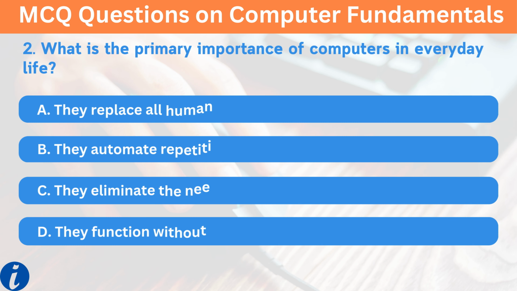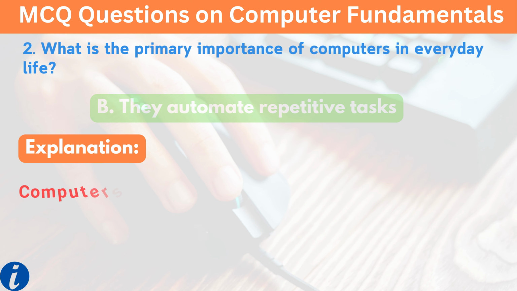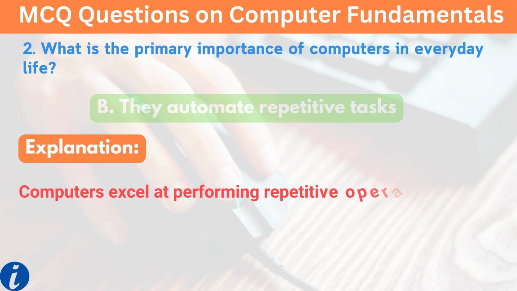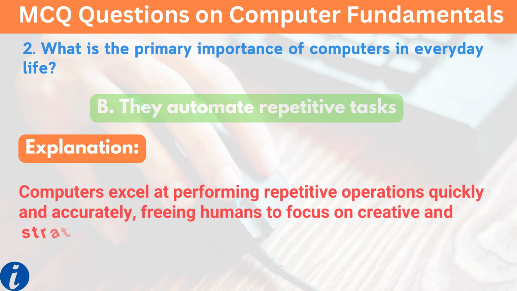2. What is the primary importance of computers in everyday life? A. They replace all human decision-making. B. They automate repetitive tasks. C. They eliminate the need for education. D. They function without any power source. The correct answer is B. They automate repetitive tasks. Explanation: Computers excel at performing repetitive operations quickly and accurately, freeing humans to focus on creative and strategic work.